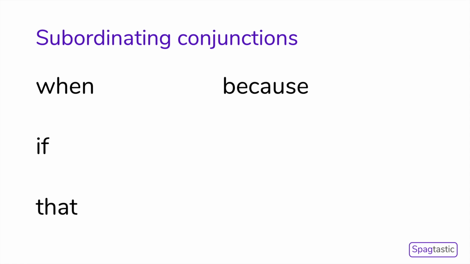Now we are going to learn about subordinating conjunctions. The four subordinating conjunctions we are going to learn about are when, if, that, and because. We use subordinating conjunctions to join a subordinate clause to a main clause. A subordinate clause helps to give more meaning to the main clause, but it cannot exist on its own as it's not a complete sentence.